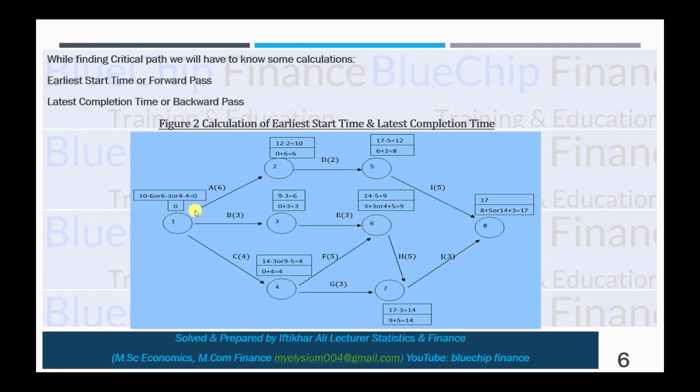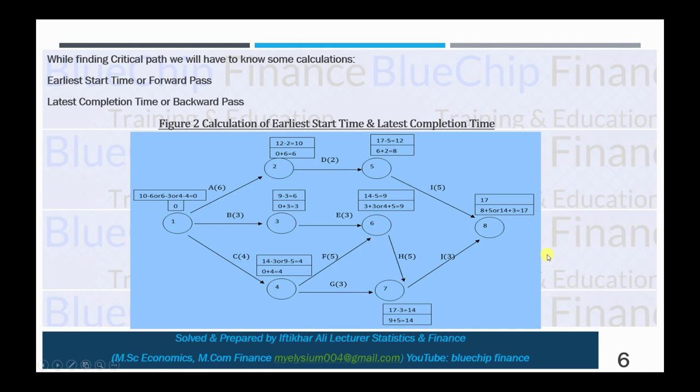So 0 must be ended here. And another point, that activity for forward pass should be started from 0. Third important thing which you must observe while calculating the earliest start time and latest completion time is that when you calculate the forward pass, you should observe the maximum sum, and when you calculate the backward pass, you should calculate the minimum sum. So in this way you can calculate the earliest start time and latest completion time.